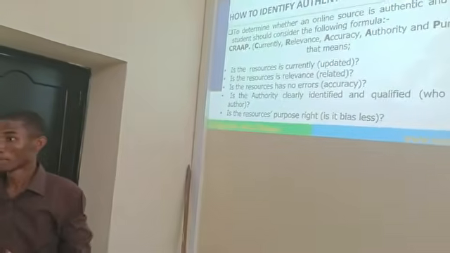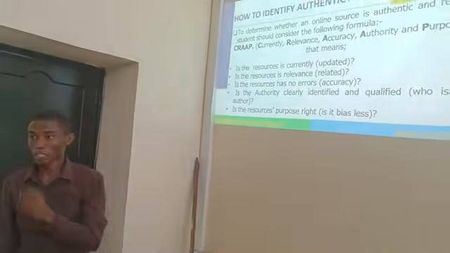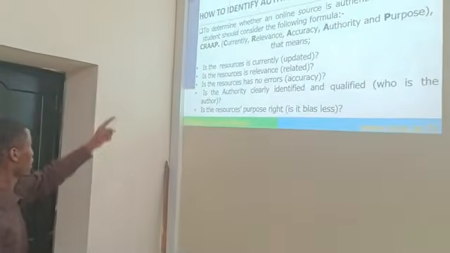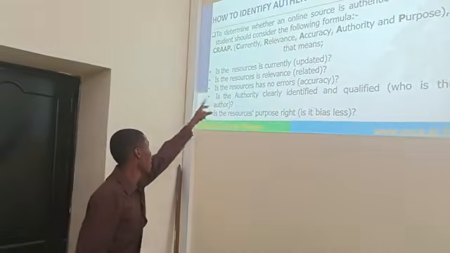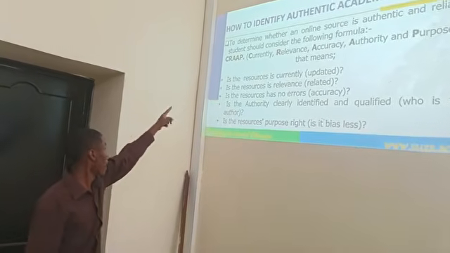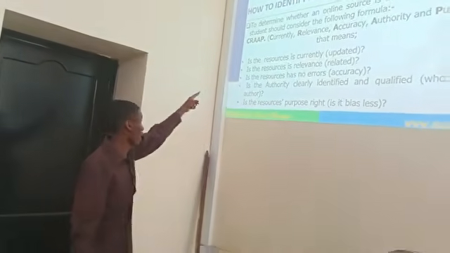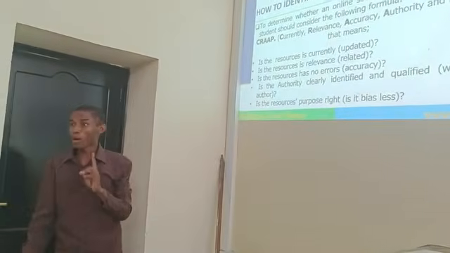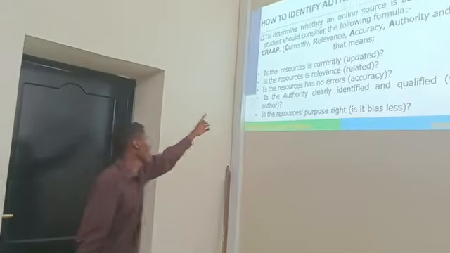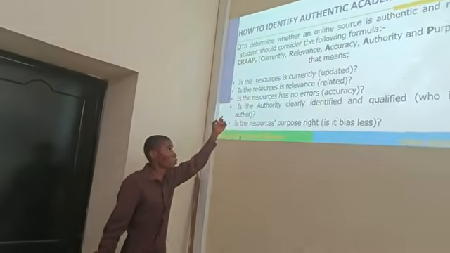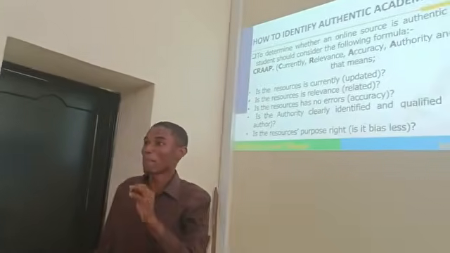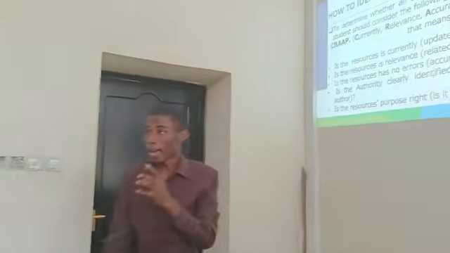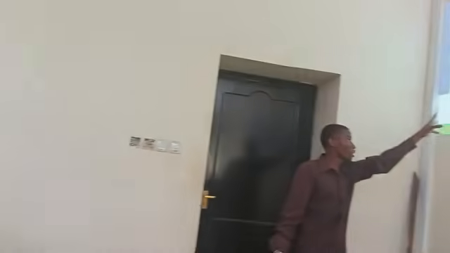All of you say CRAAP. CRAAP. Yes, thank you. CRAAP means C for currency, R for relevance, A for accuracy, A for authority, and P for purpose. These help us discuss whether the reference resources are current, which means updated. And second, whether the resource is relevant, which means related.